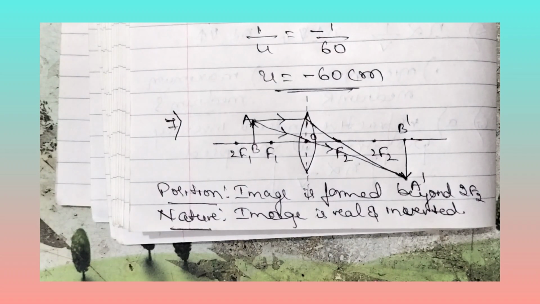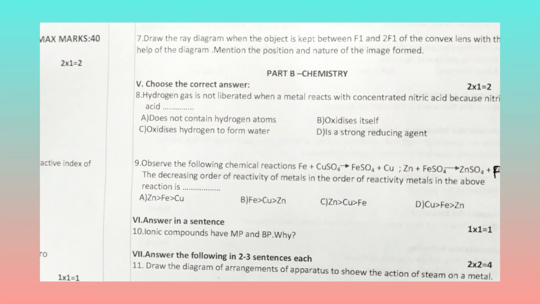So this is how to draw the ray diagram for the 7th question. So by this we have successfully completed part A. Now let us move to part B, that is the chemistry part.